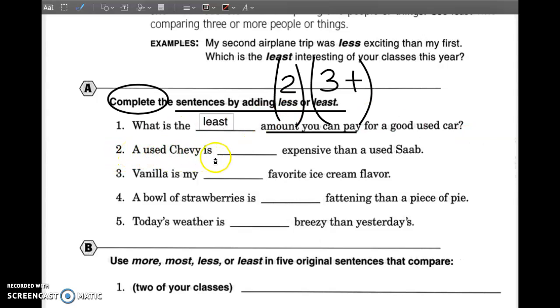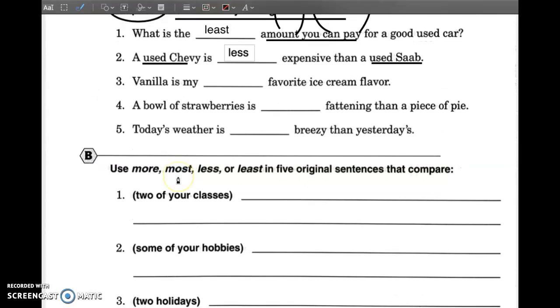Number 2, a used Chevy is blank expensive than a used Saab. Okay, so what two things are we comparing here? We're comparing a used Chevy and a used Saab. Okay, so because we're comparing the price of these two things, we are going to be using the adjective less. A used Chevy is less expensive than a used Saab. Okay, continue down 3 through 5.